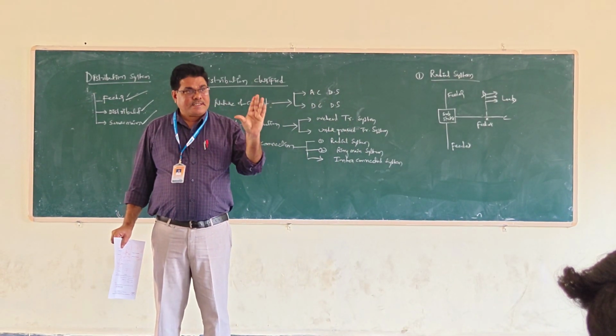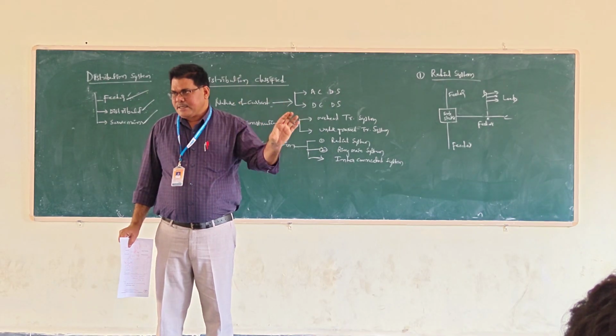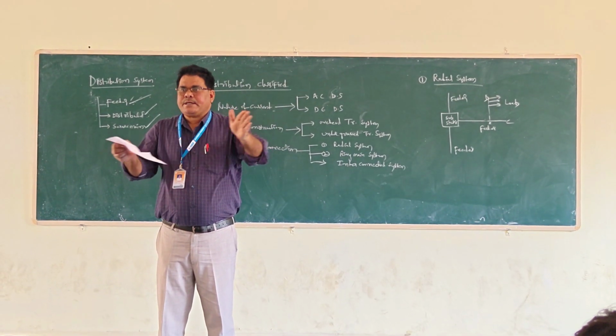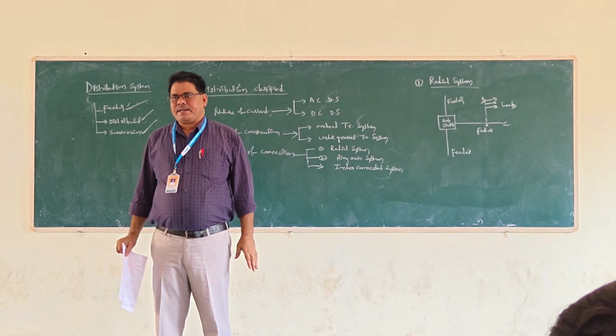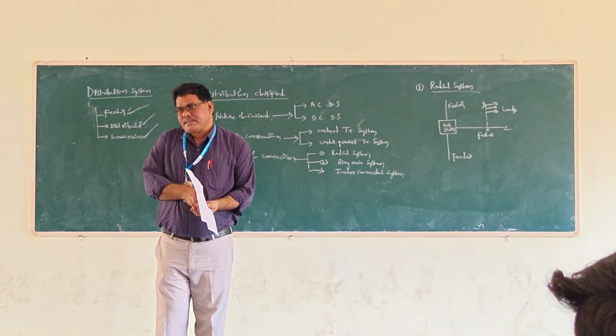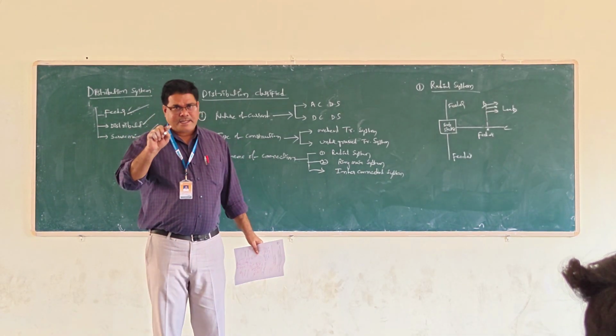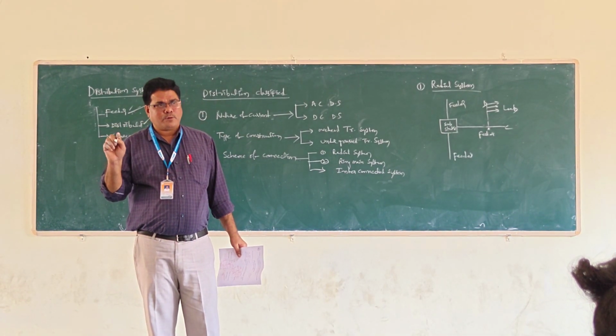Radial means single source. Only a single substation, and we are supplying different villages. It is called radial system. And the ring main system. What is the ring main? In the name itself, ring means loop.